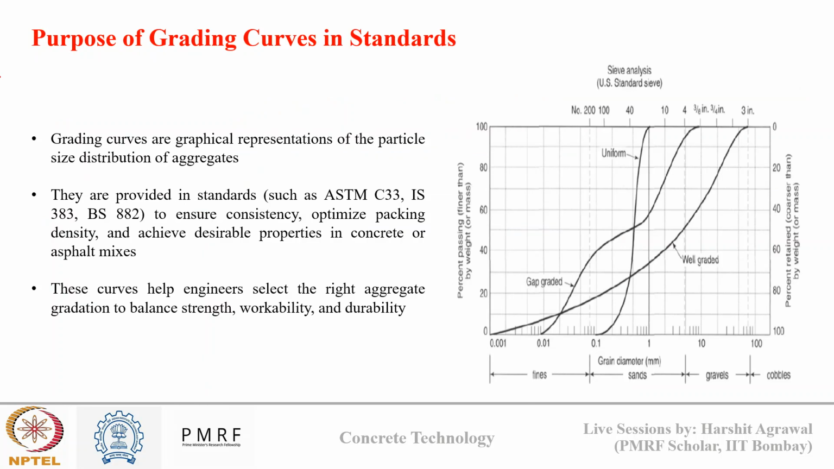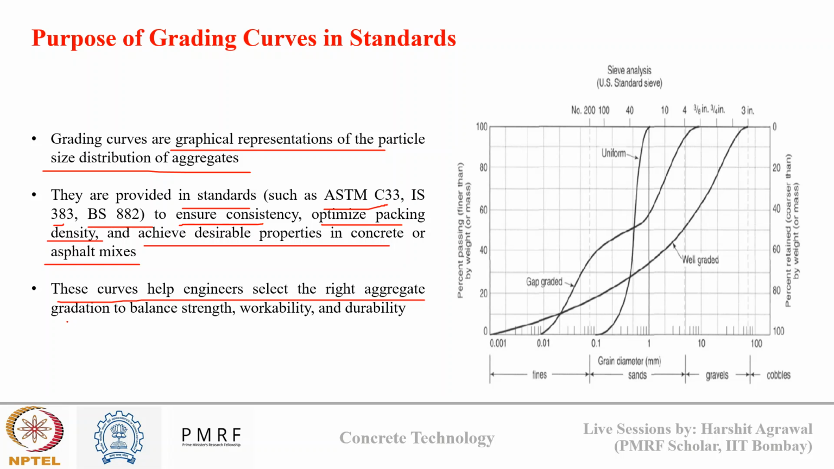Now these grading curves that are proposed in standards are just a graphical representation of the particle size distribution of aggregate. These curves are provided in standards such as ASTM C33, IS 383 and BS 882 to ensure consistency, optimized packing density, and to achieve desirable properties in concrete and asphalt mixtures. These curves help engineers select the right aggregate gradation to balance strength, workability, and durability.